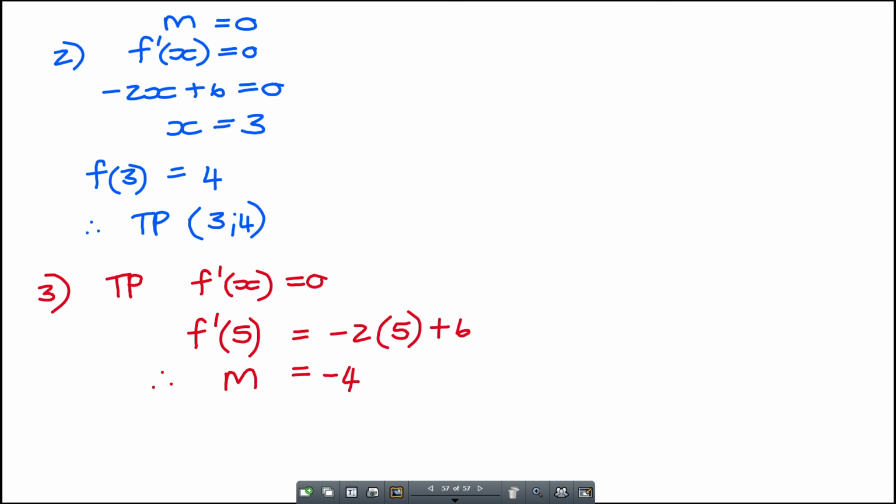Well, jy sal nou sien, daar sê hulle vir jou, therefore, m is less than 0, m is a negative, so fx is decreasing.